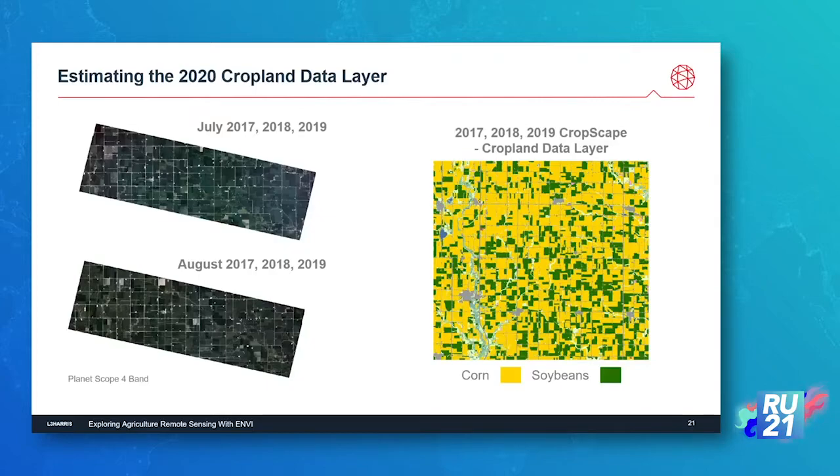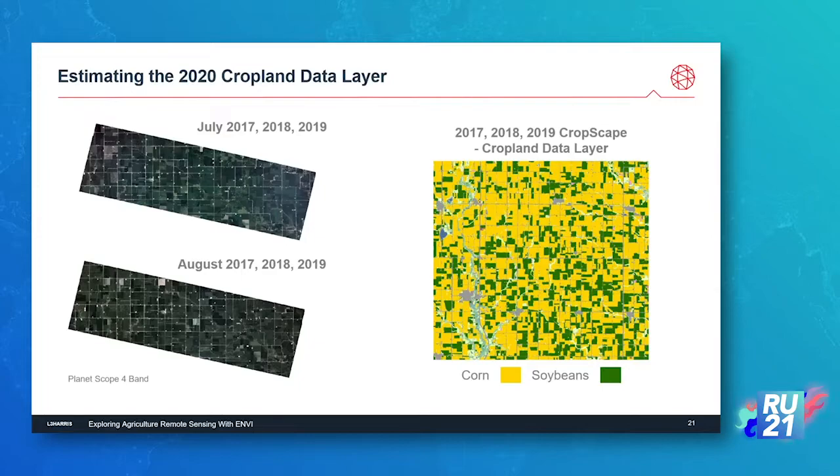Here's another example of deep learning applied to Planet satellite imagery. At the time of this project, the U.S. Department of Agriculture did not yet release the 2020 cropland data layer. So what we wanted to do is estimate what the layer would be for 2020 by creating a deep learning model utilizing the past few years of PlanetScope 4-band imagery and previous published cropland data layers for corn and soybeans. The cropland layers were used as training data so that the model would learn the differences between corn and soybean.